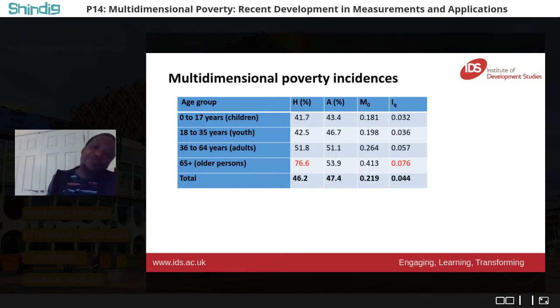And then in terms of multidimensional poverty incidences, I have highlighted older persons in red because they experienced the highest poverty levels in terms of incidence, intensity, and also inequalities. You can see that inequality amongst the multidimensionally poor older persons is higher than the rest of the populations. And you can see that the poverty incidences decline with increase in age, and that is consistent among other poverty indicators. Next slide.